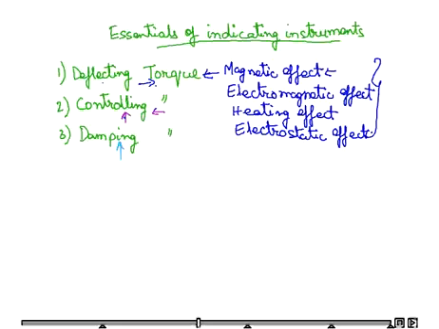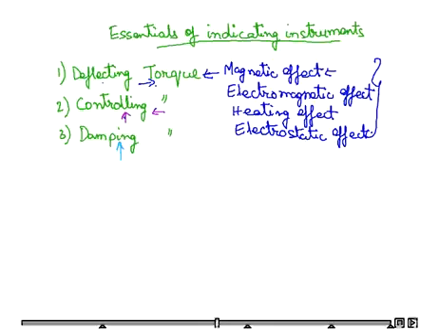When deflecting torque is applied to the moving system, it deflects the pointer, whereas the controlling torque controls the deflection and tries to stop the pointer at its final position where deflecting torque is equal to controlling torque. But due to inertia, the pointer oscillates around its final position before coming to rest. These oscillations are undesirable. Therefore, in order to avoid them and to bring the pointer quickly to its final deflected position, damping torque is provided.